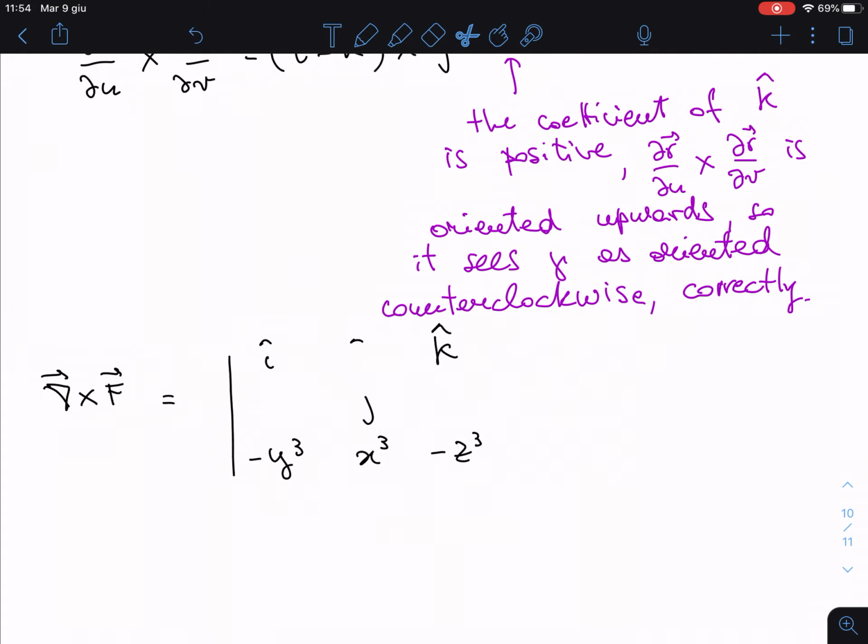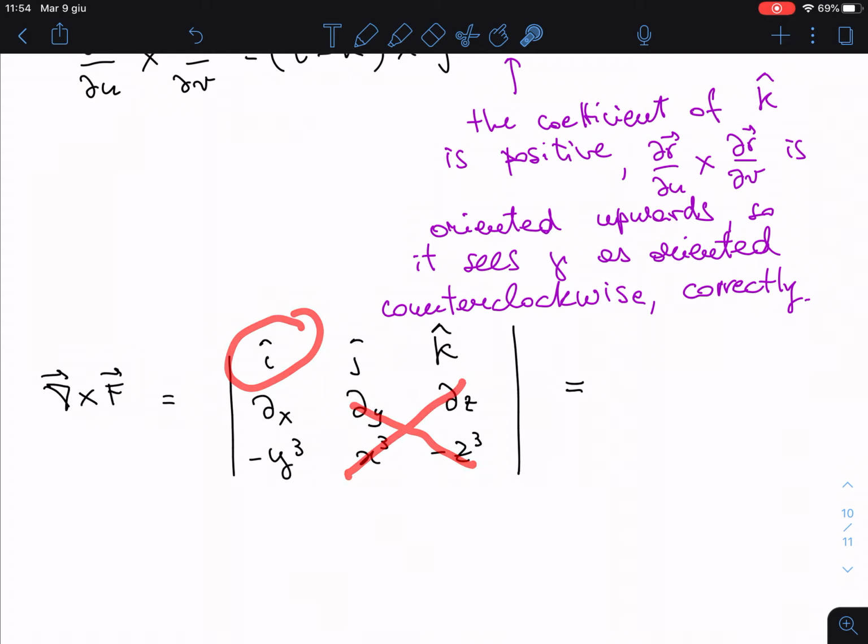This is the last row, and I took the j, and here you have d with respect to x, dy, dz. Note that for the component i, you have dy of minus z cube is 0, minus dz of x cube, so you don't have component i. For the component j, you have dx of minus z cube is 0, dy of minus y cube is 0. And for the component k of this curl, you just have 3x squared plus 3y squared.